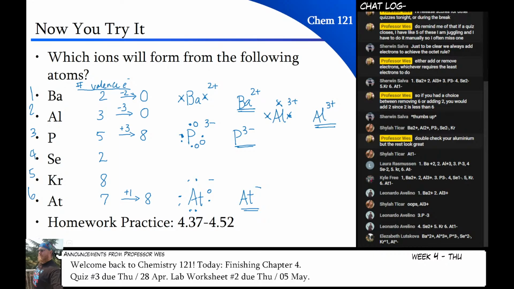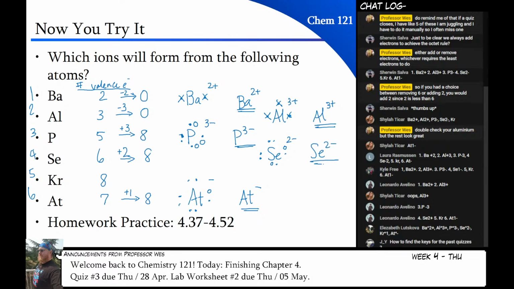Oh, look, I made a mistake already. Nobody caught it, though. Selenium doesn't have 2. I was writing its charge down. Ooh, that's on the internet forever, isn't it? All right, we're going to give this 2 electrons. So selenium starts like this. See, even Instructor West can't count to 8. No, I really can't. Counting is very difficult. There you go.